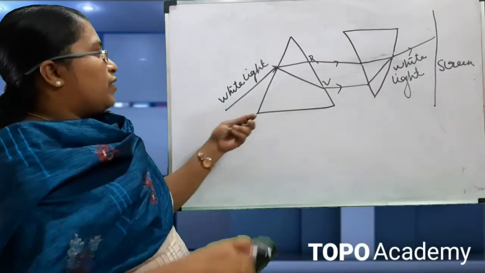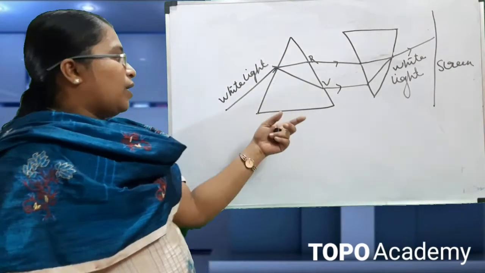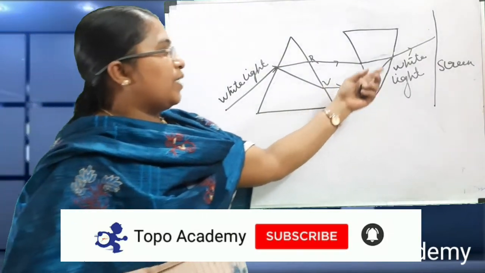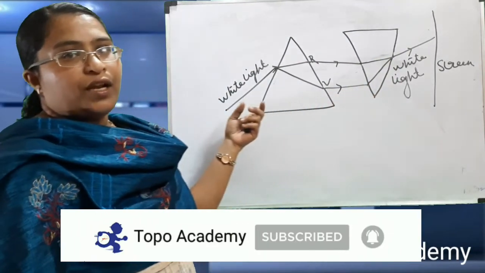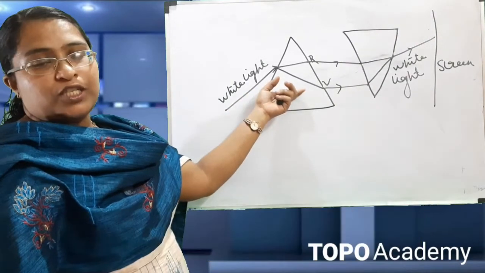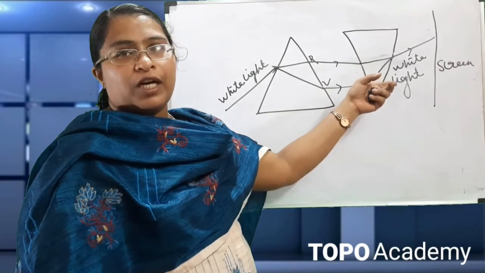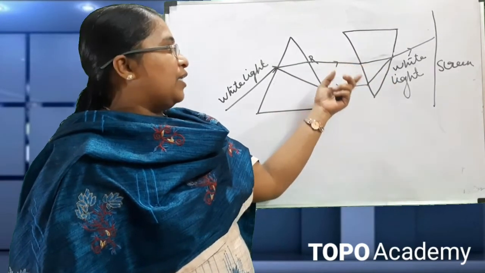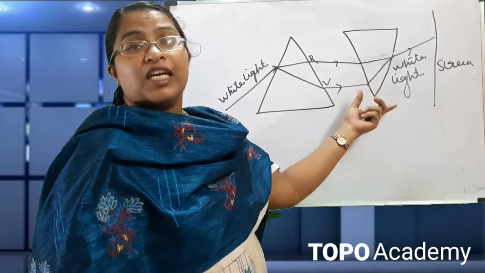So first he kept a prism in the base position as here, and in the second case he kept a prism in the inverted position. When the light is passed through the first prism, it will split into 7 colors from red to violet. Again he kept a prism in the inverted position, and he allowed the spectrum to pass through the second prism.